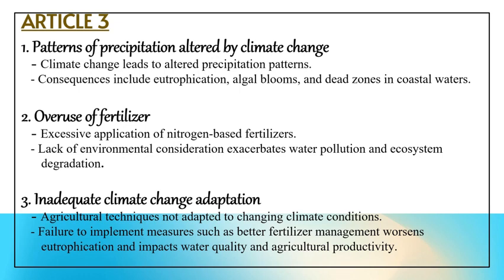Thirdly, inadequate climate change adaptation further amplifies the risk. Agricultural techniques often fail to adapt to the changing climate conditions, particularly in terms of increased precipitation and nutrient runoff. Farmers and agricultural officials may struggle to plan for or foresee these changes, leading to heightened risk of eutrophication and its associated effect. Efforts to minimize nutrient pollution, such as improved fertilizer management and conservation techniques, are crucial for maintaining water quality and agricultural output.